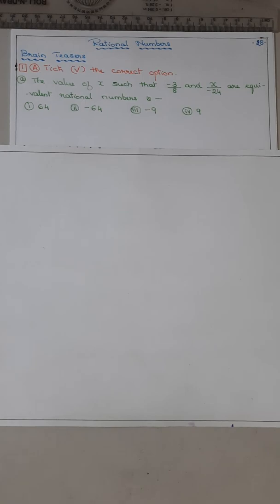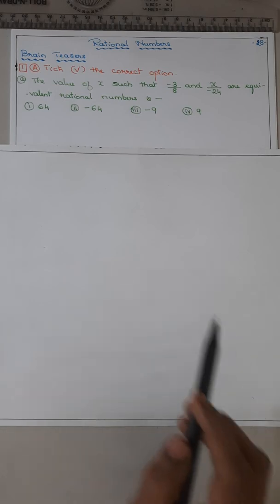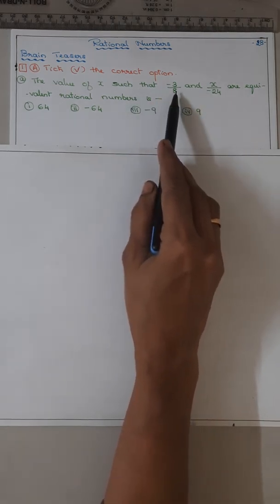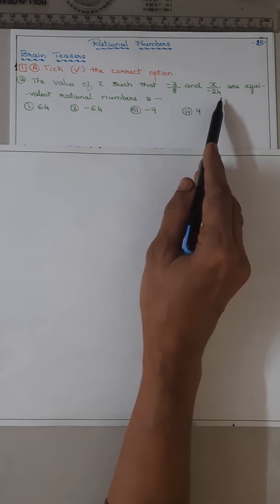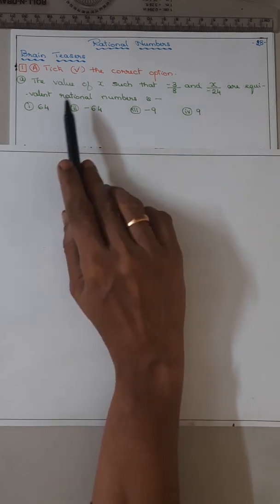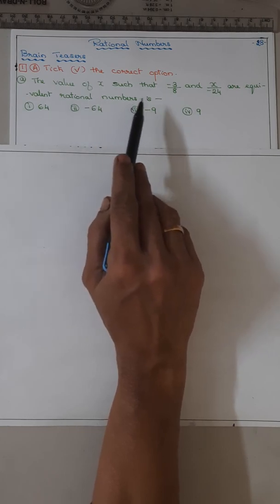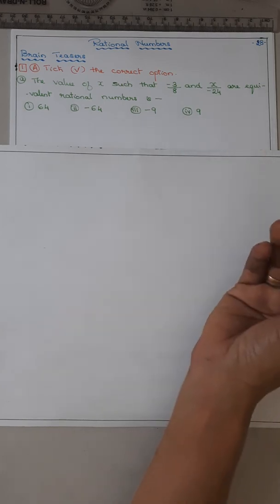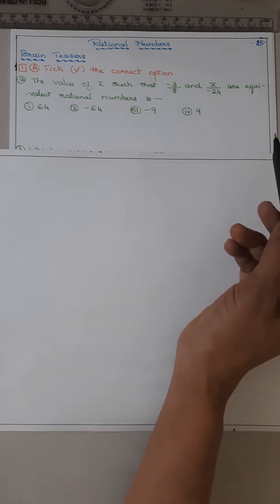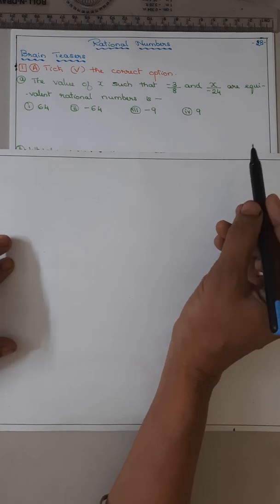Today we will discuss the brain teasers of rational numbers. First question, subdivision A, tick the correct option. The value of x such that minus 3 by 8 and x by minus 24 are equivalent rational numbers is... Which is the option? We have to find out the value of x.